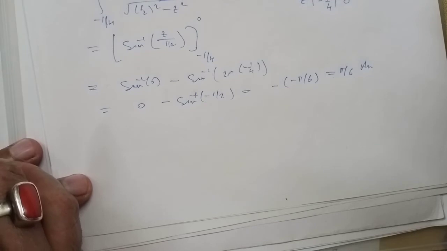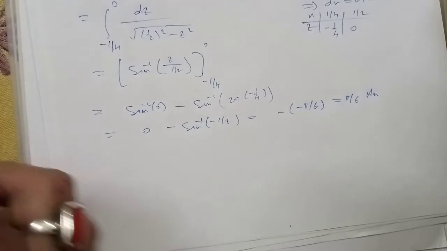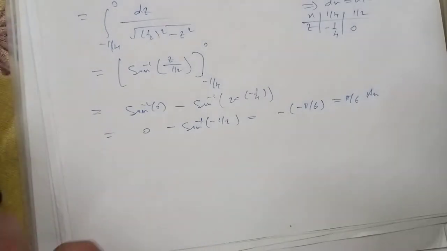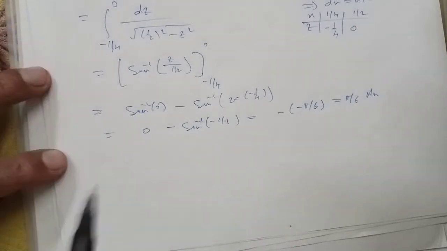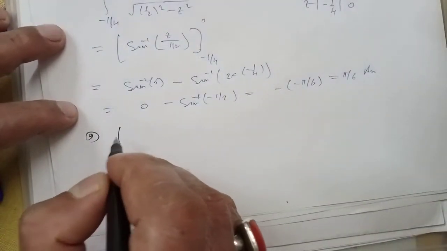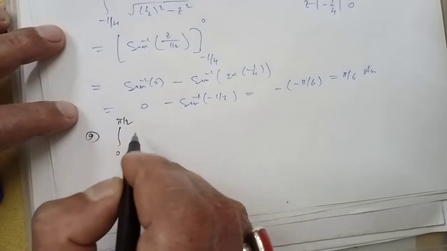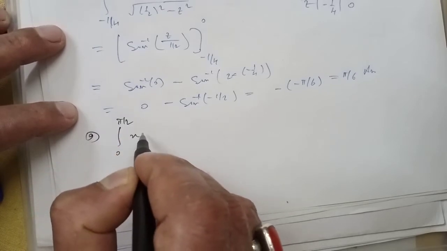Problems are simple, but you have to do it with a lot of patience. Otherwise, you will make some mistake here. Next, number 9. Zero to pi by 2, x sin x dx.